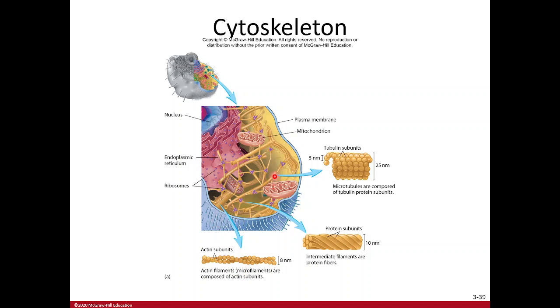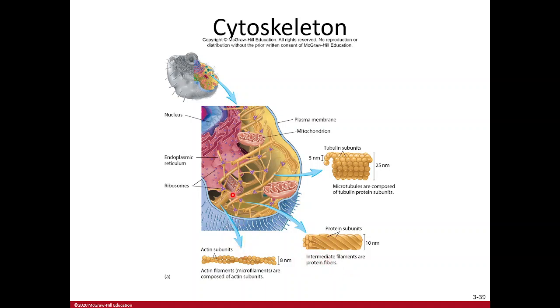So all of these that you see here, these are the microtubules. Microtubules are composed of tubulin subunits, and they are thick. They have 25 nanometers in thickness. Now, the intermediate filaments have a thickness of 10 nanometers, and they're made of protein fibers.